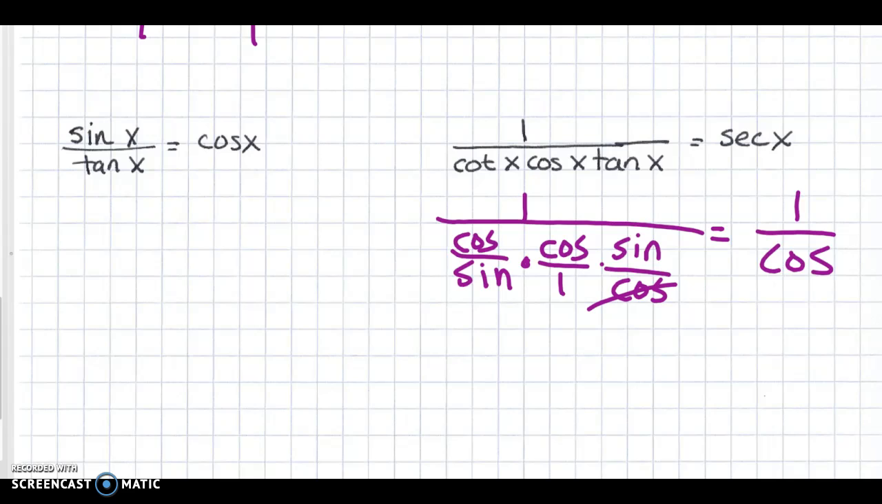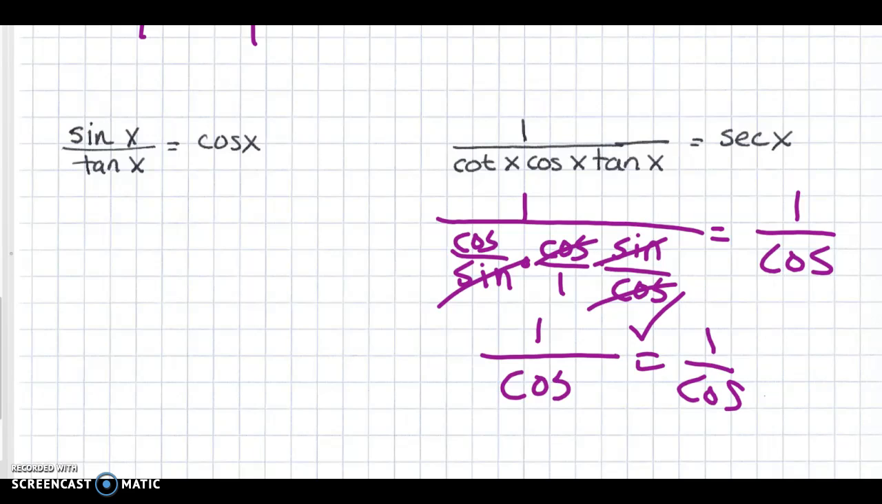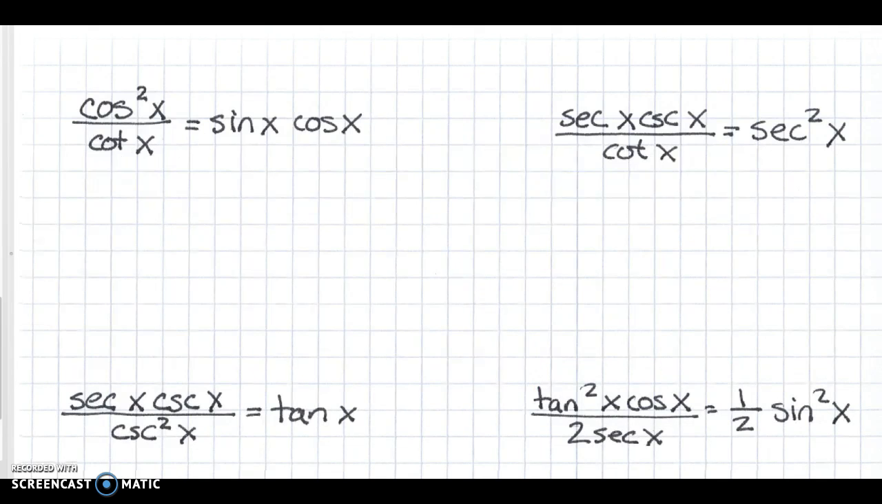So now I'm going to look and see if anything cancels. Oh, here's a cos and a cos. Here's a sine and a sine. I'm left with 1 over cos equals 1 over cos. So I've done it again. All right, this is pretty easy so far. Let's try another one. Let's try this one right here.